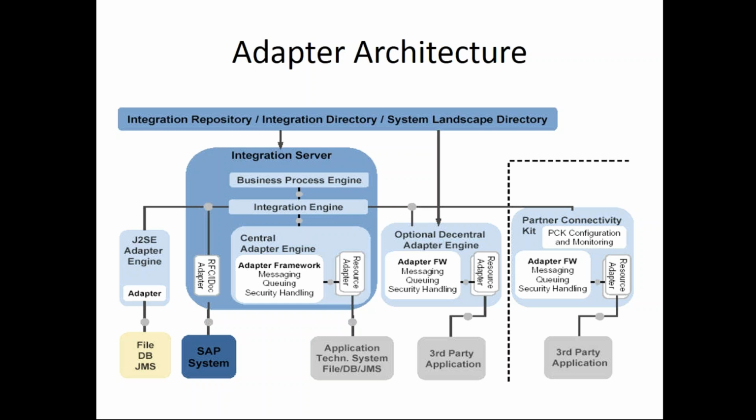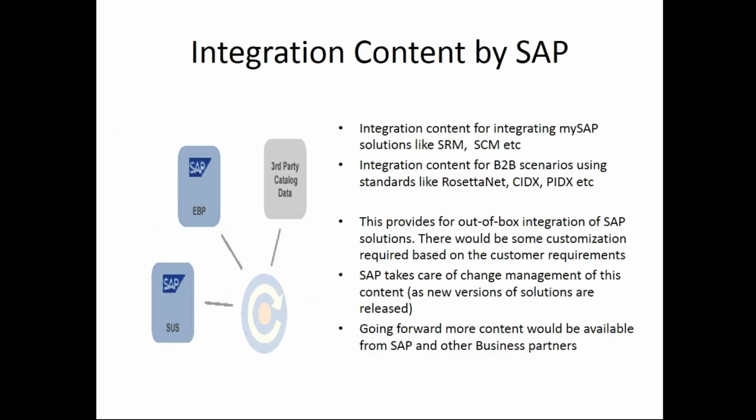Let's say for file, it will take the XML message from the PI integration server and it will convert it to the CSV file or some IDOC file. So it has the task of taking and converting from one format to another. Okay, and you have sender adapter and receiver adapter different.